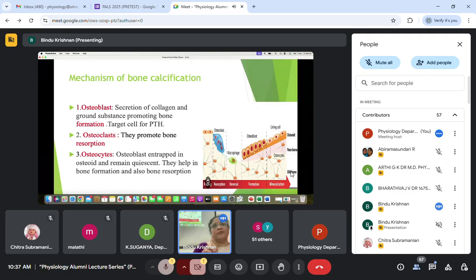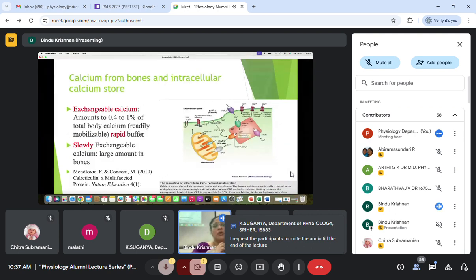Now they are from the monocyte macrophage system lineage, right? So I have, remember, PTH receptors on the osteoblast and on the osteocytes. Osteoclasts do not have parathyroid hormone receptors, though they are going to help in bone resorption. So we mentioned earlier in the bone, I have two types of calcium.